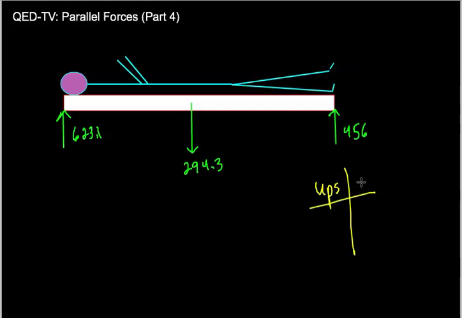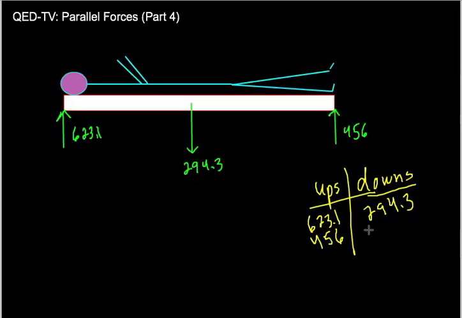We always remember we make a chart of these ups and downs. And for ups, we have 623.1, and we have a 456. And downs, we have a 294.3. And so that means we need some more down. So if we add these two up here, and then subtract our 294.3, we'll see that that'll leave us with 784.8. So we need 784.8 down, which basically means that is the weight of this person. That is the weight of the person in newtons.